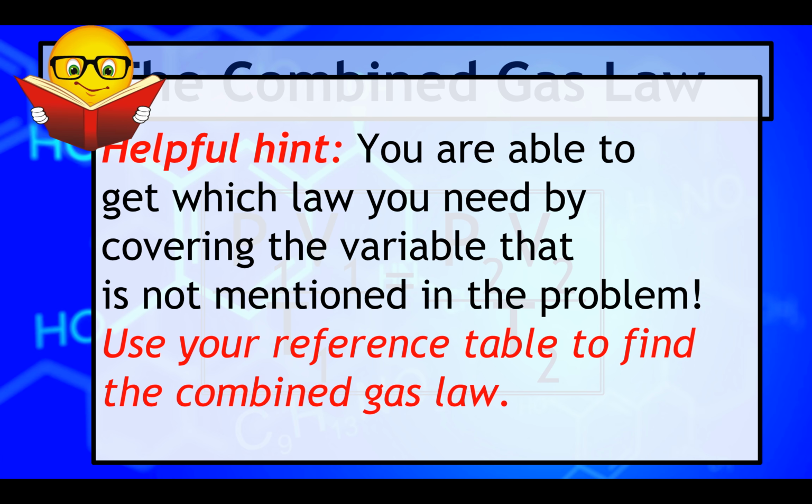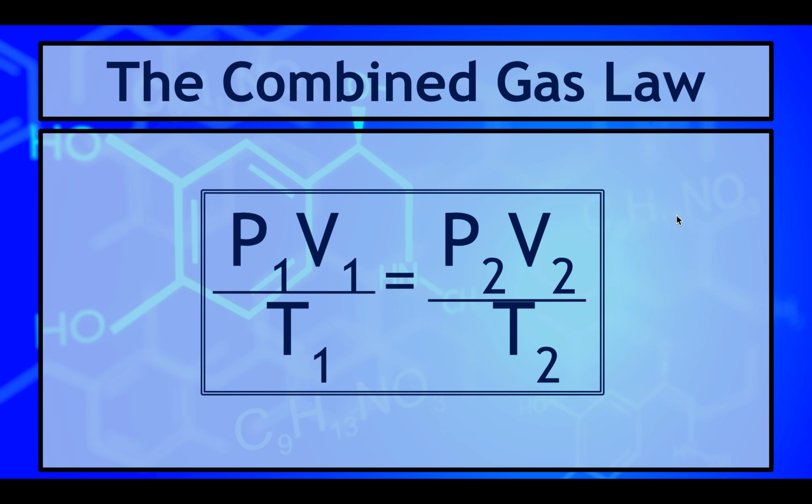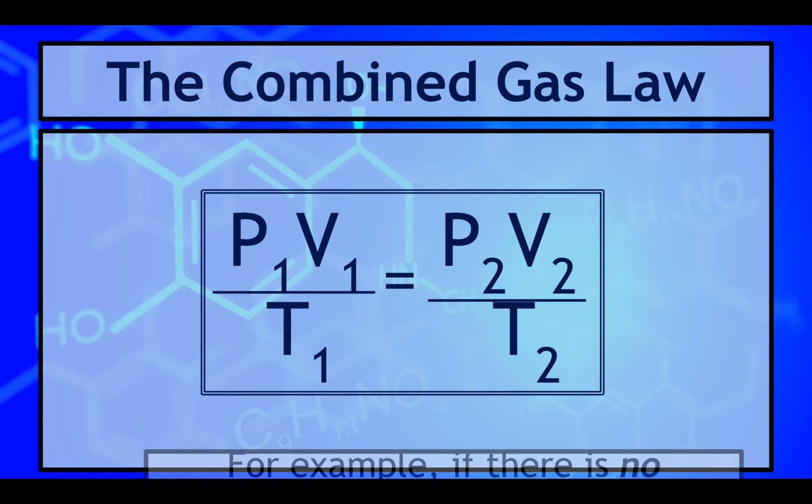Helpful hint? You're going to be able to get the law you need by covering the variable that's not mentioned in the problem. Use your reference table to find the combined gas law. So, copy that down for your notes. P1 V1 divided by T1 equals P2 V2 divided by T2.